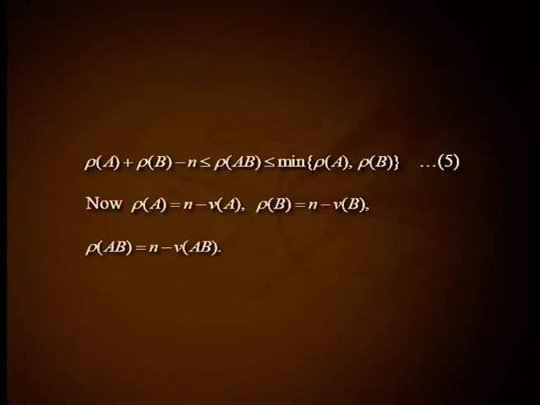Equation number 5. Now, rho of A is equal to n minus v of A. Rho of B is equal to n minus v of B. Rho of AB is equal to n minus v of AB. Substituting these values in (5), we obtain the result.